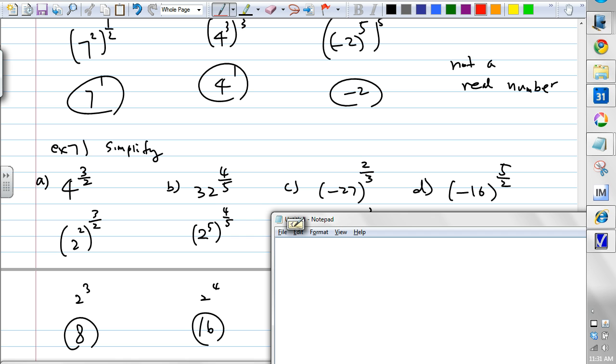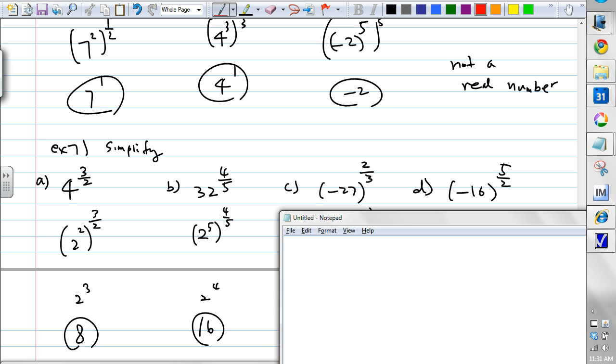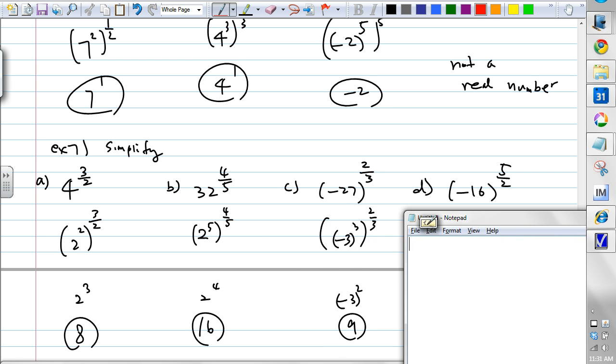What is negative 27? Negative 3 to the third. So if you multiply 3 times 2/3, don't you get negative 3 to the second? Which is, did you write down positive 9 or negative 9? Positive 9. Very good. Do you think the parentheses are important? Yes. If you didn't have them, you would put negative 9, which is wrong.